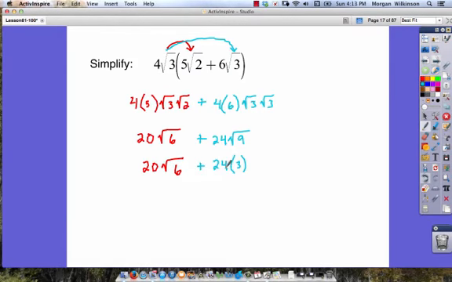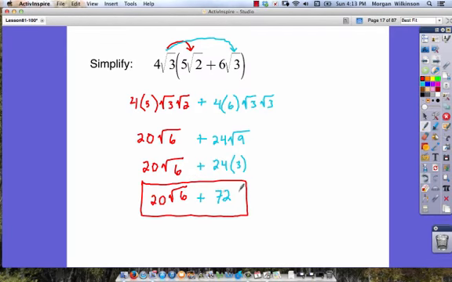So 24 times 3, it's like saying the number of hours in 3 days. That must be 72 hours. And we've got our 20 times the square root of 6. That hasn't changed at all because it can't. And we've got our final answer. 20 times the square root of 6 plus 72. Let's move on to another one.